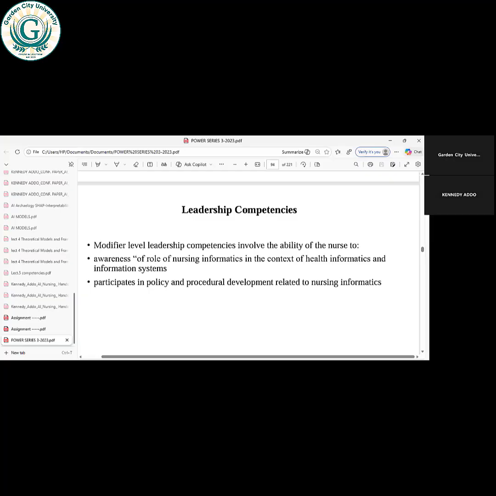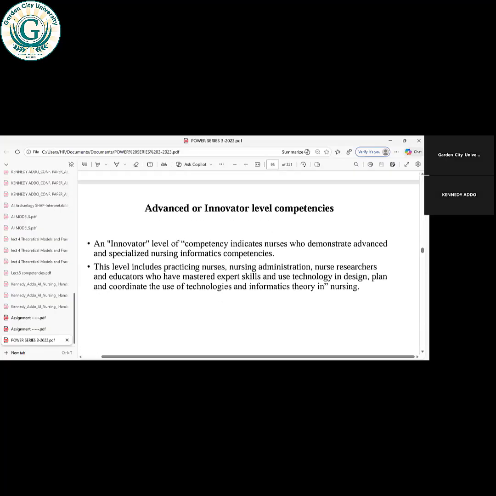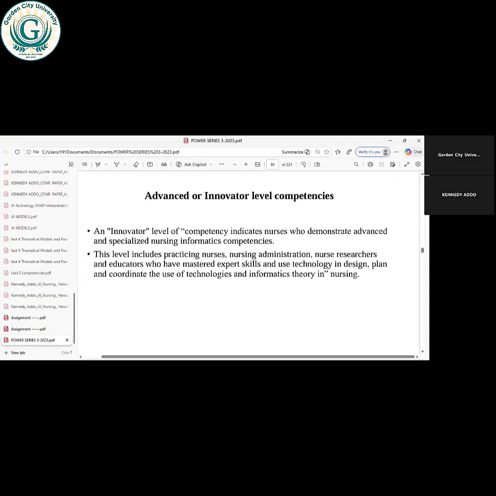And then participate in policy and procedural development related to nursing informatics. Policy development is very important. So at the intermediate level, in terms of decision making to procure your software or run other applications, you should be well informed. And all these are traits that should be seen in a leader at the level of intermediate or modifier. Then the last one will be advanced or innovator level competencies.